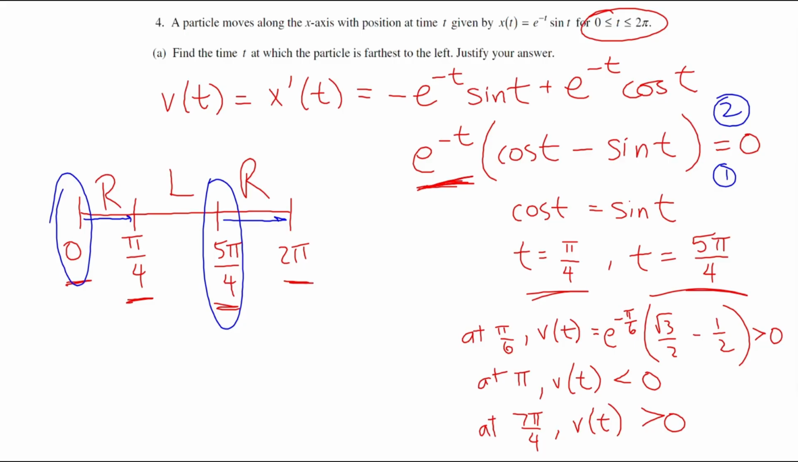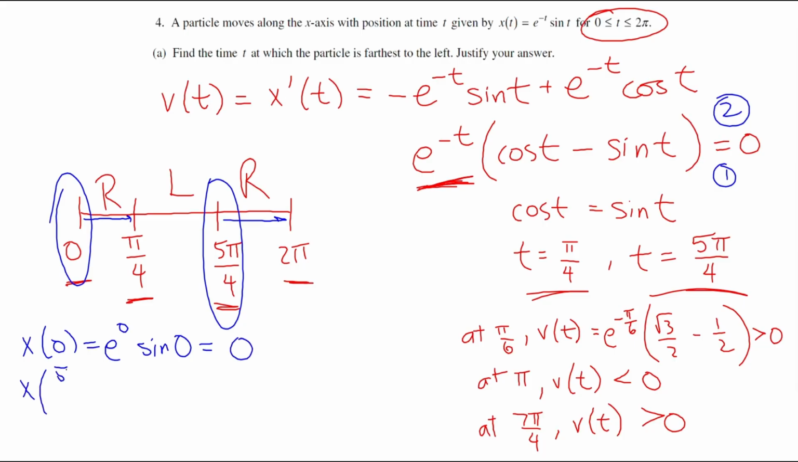So we can just test our position now at 0 and at 5 pi over 4. So, in fact, we'll write this, x of 0 is equal to e to the 0 times sine of 0, which is just 0.